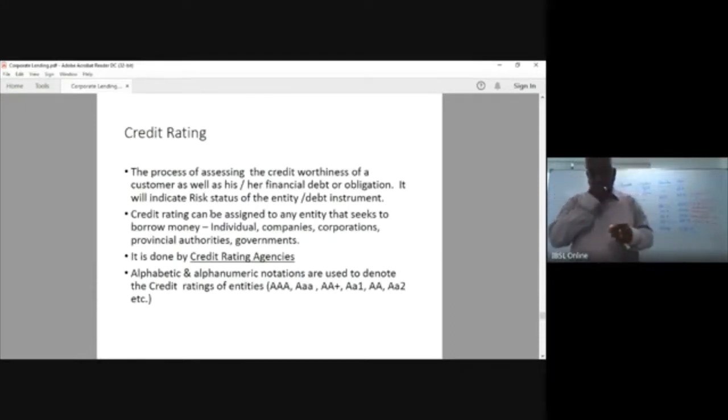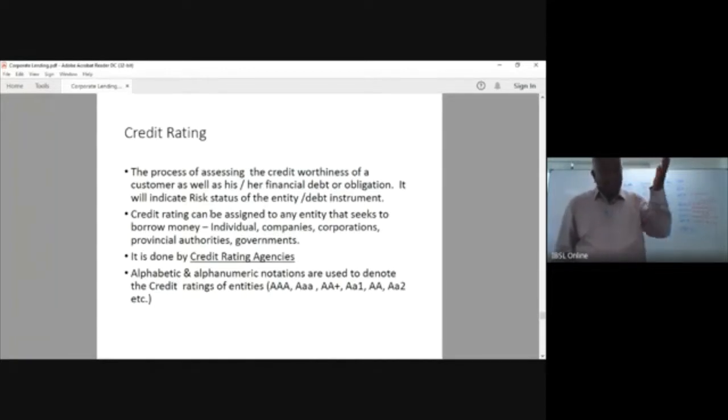Then we must see about the credit rating. What is credit rating? The process of assessing the creditworthiness of a customer, as well as his or her financial debt or obligation. It will indicate the risk status of the entity or the debt instrument. Credit rating can be assigned to any entity that seeks to borrow money. If anybody wants to borrow money, this credit rating can be assigned.